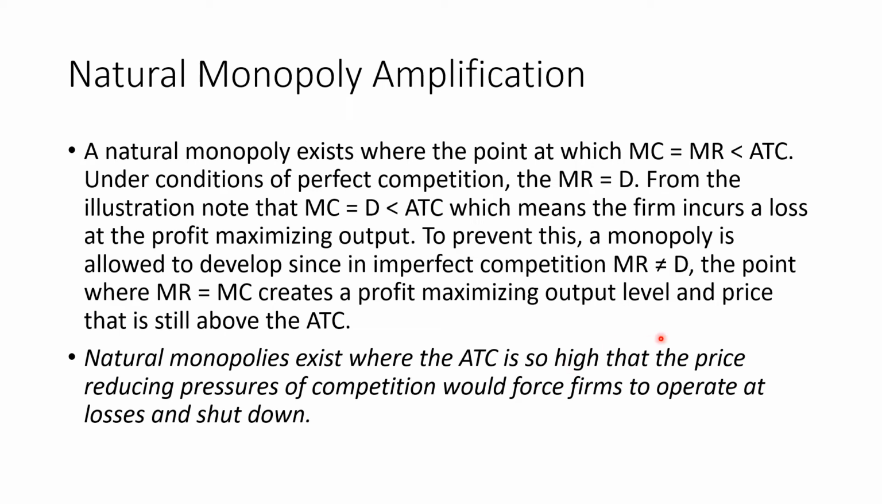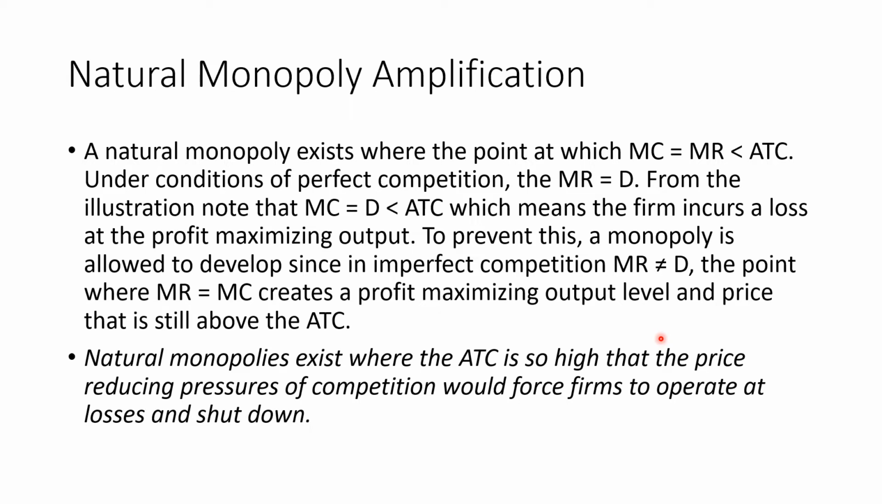Now, by way of amplification about what we've been talking about, this is what I talked about last time when we were looking at the graph. The natural monopoly exists where the point at which marginal cost equals marginal revenue is less than the average total cost, meaning you're operating at a loss. Under conditions of perfect competition, the marginal revenue equals the demand curve, and from the illustration we note that where marginal cost equals demand is less than the average total cost, meaning you're operating at a loss. That's the critical difference.